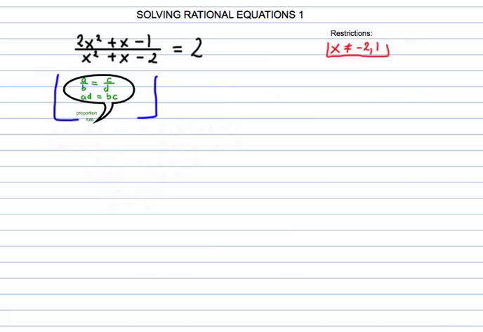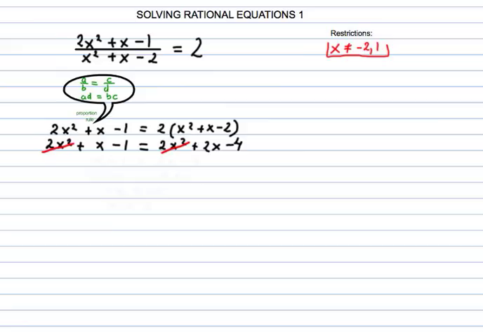So one of the properties of a proportion is that you can cross multiply. You can say 2x squared plus x minus 1 will be multiplied by 1, and the next time you will multiply the denominator times 2. This method allows you to eliminate fractions, because not too many of us like fractions, do we? Okay, so understanding this process, now you cross multiply.